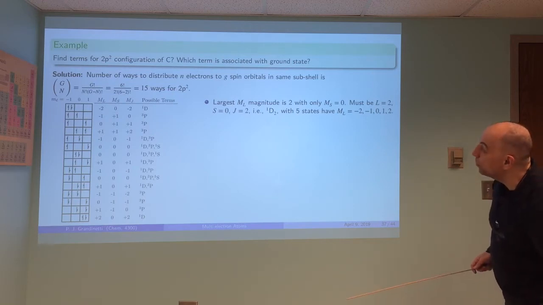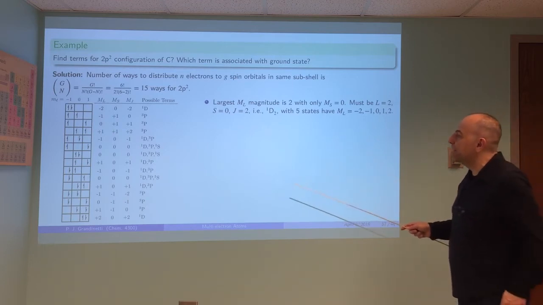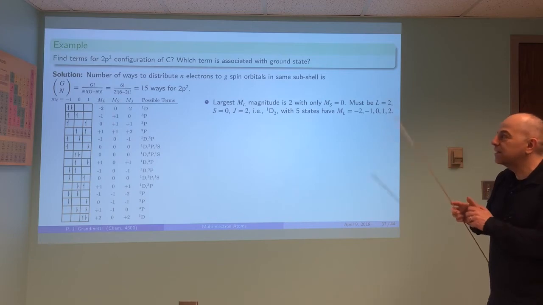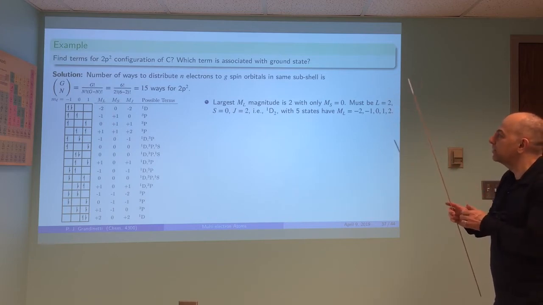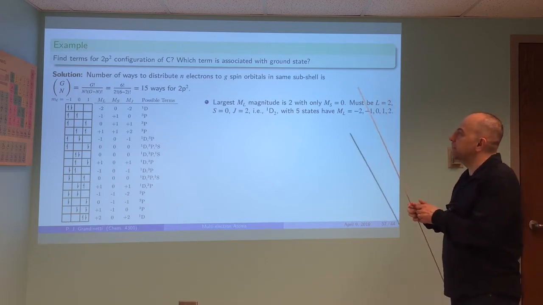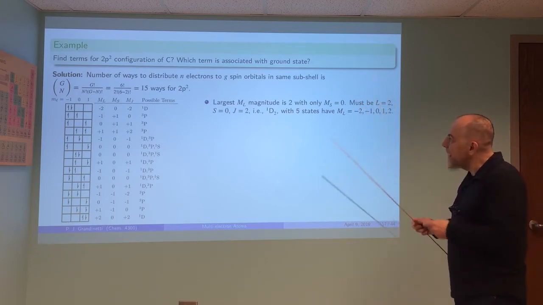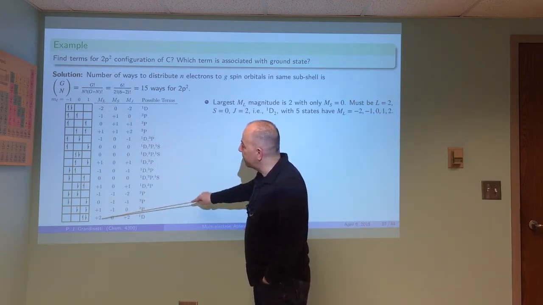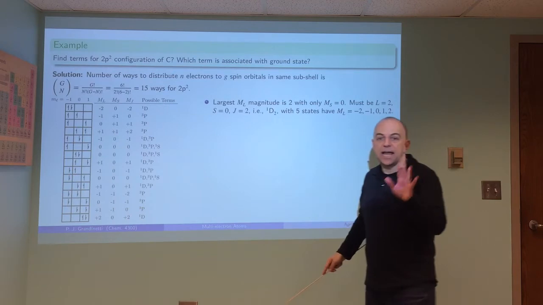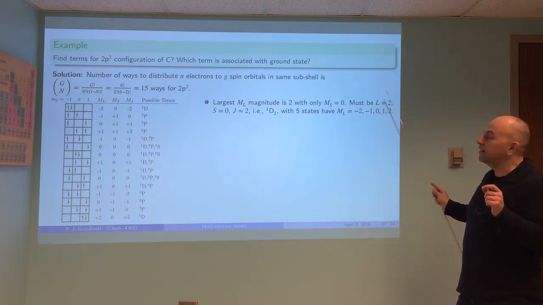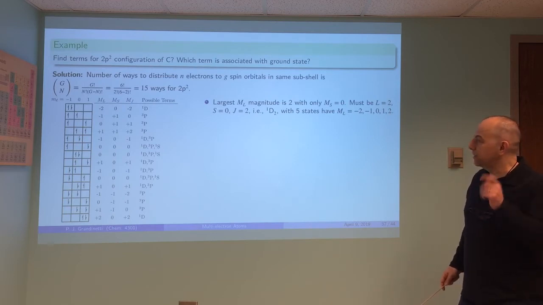Now, just like we did before, we're going to look at these values and try to guess what are the total S, L, and J values that are present in this system with 2p2. When we look at the m sub L's, we see there's a -2 and a +2. So clearly, to get to plus or minus 2 for m sub L, we must have an L equals 2 possibility. That's the only way that can happen.